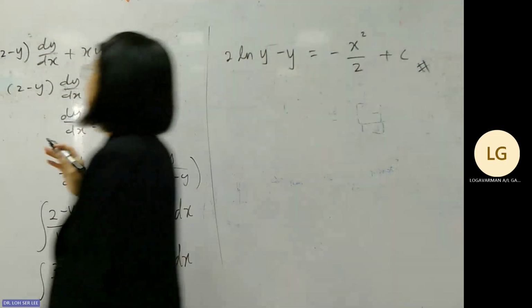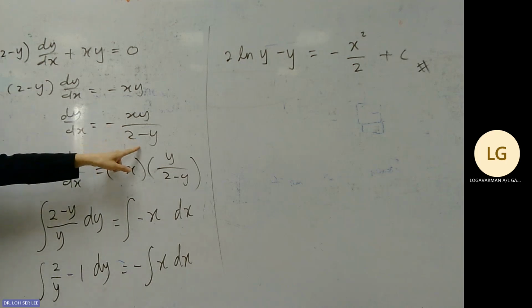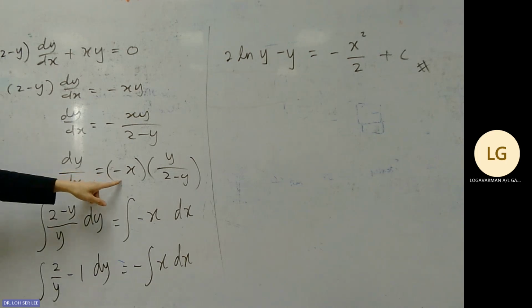I repeat, for a separable differential equation, when we want to identify whether it is separable or not, we will express dy dx in terms of x and y. Okay, so you just rearrange. We want only dy dx on the left. And after that, you try to see whether you can separate that into one function in x multiplied with another function in y. If yes, then separable.